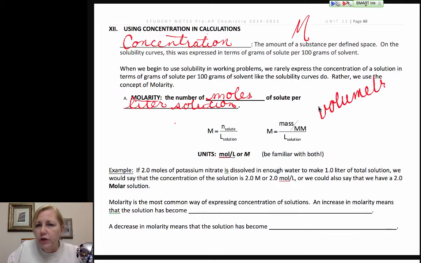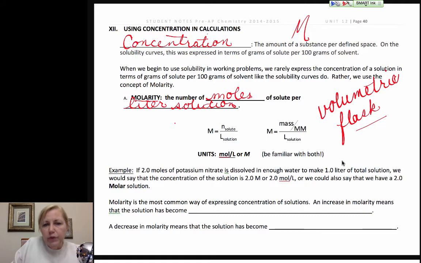So ask me to show you one. I have a whole bunch of different sizes. This is one of our most precise and accurate pieces of glassware we have, a volumetric flask. And so the formula is moles per liter.